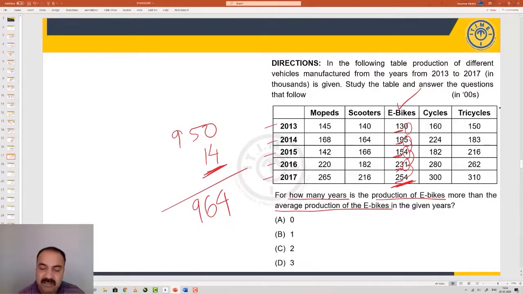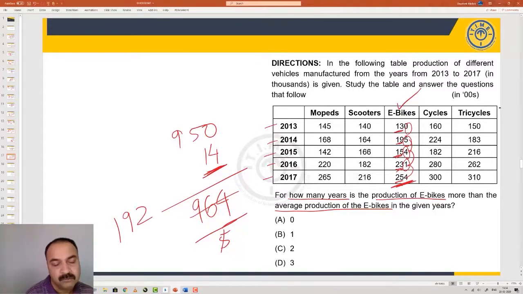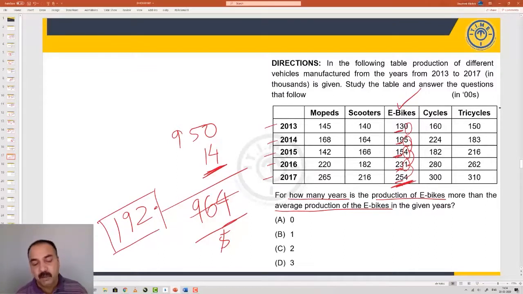So if the 5 values are adding to 964, what is the average? We'll divide this by 5. 5 1s are 5, 46, 5 9s are 45, remainder 1, 14, 5 3s are 15, so it's approximately 192 point something.